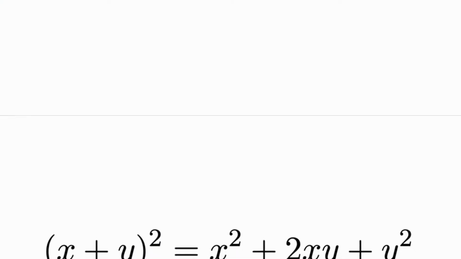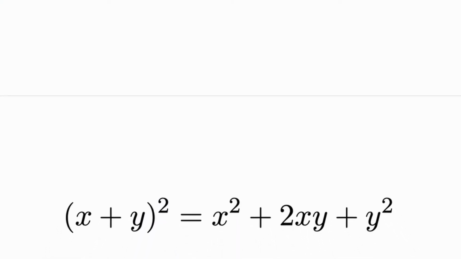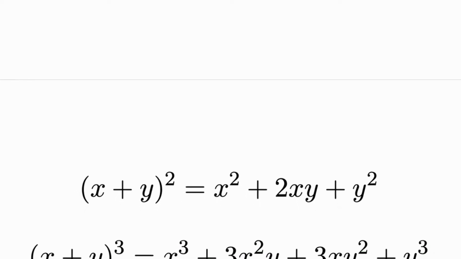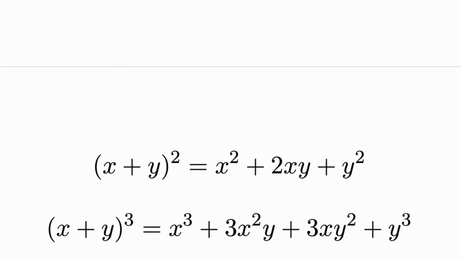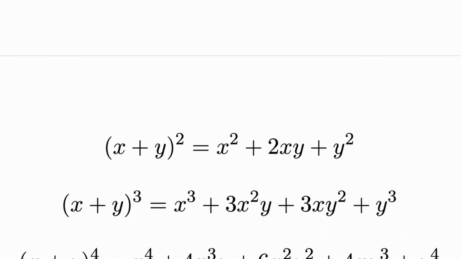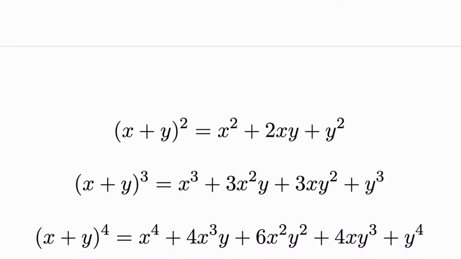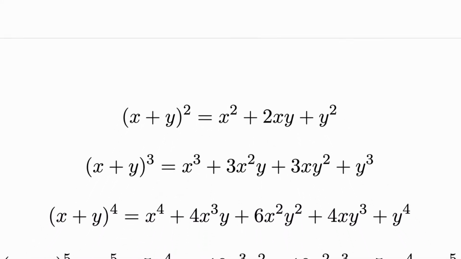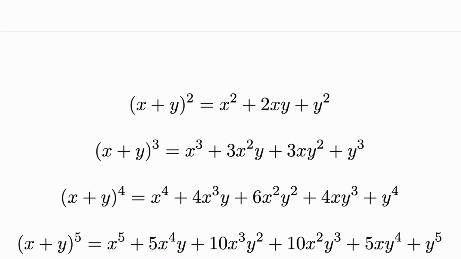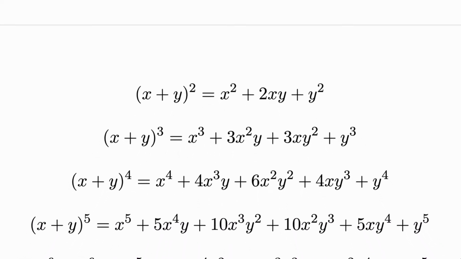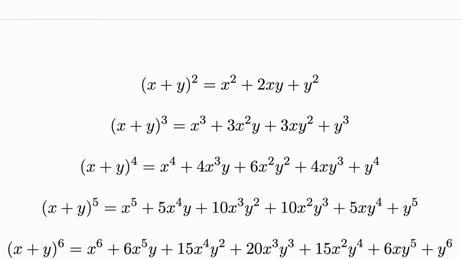Let's now consider a special example of a Maclaurin expansion, which is the binomial theorem. If we expand out (x plus y) squared, we know that this is x squared plus 2xy plus y squared. If we expand out (x plus y) cubed, we get x cubed plus 3x squared y plus 3xy squared plus y cubed. If we expand out (x plus y) to the 4, we get a familiar pattern. And the numbers in there go 1, 4, 6, 4, 1.